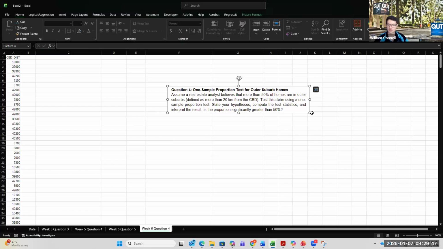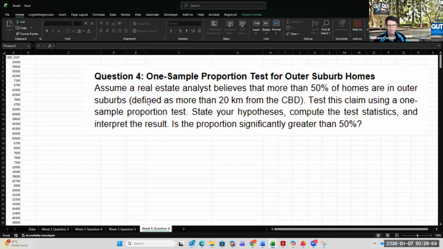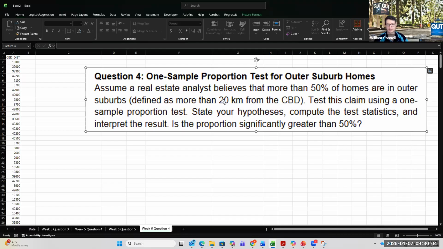All right, so question 4 is telling us that we are to assume a real estate analyst believes that more than 50% of homes are in outer suburbs, defined as more than 20 kilometers from the CBD. We're going to test this claim using a one sample proportion test, and we're going to use that four-step procedure that we've been using to go through systematically with our response. And we basically just want to answer this question, is the proportion significantly greater than 50%?